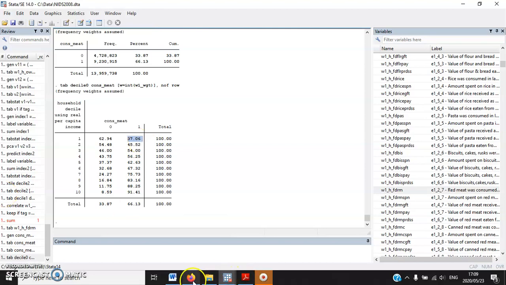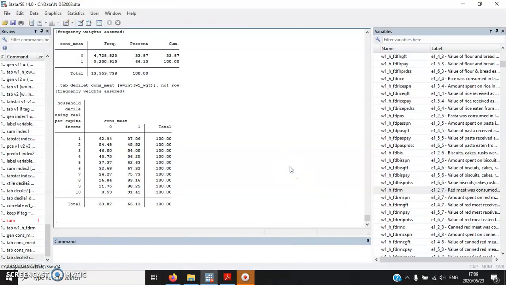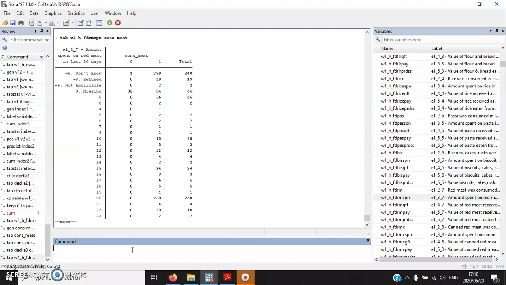Okay, last one, but it will involve quite a lot of commands actually. We need to derive red meat consumption in 2016 December prices before deriving the mean real red meat consumption per decile. As expected, you will see this mean amount to increase across the decile. Okay, I think we first need to derive the red meat consumption. I think the variable is E137, the amount, but let's do a cross tab of this one and the dummy, and then I'm going to explain there are really some issues with the way the data is captured.